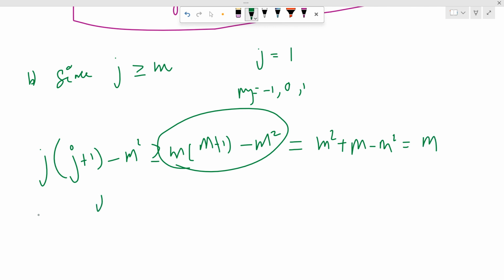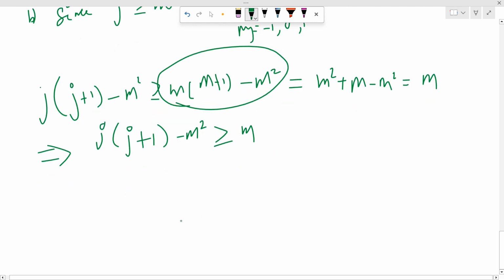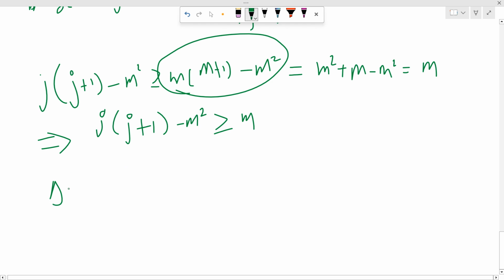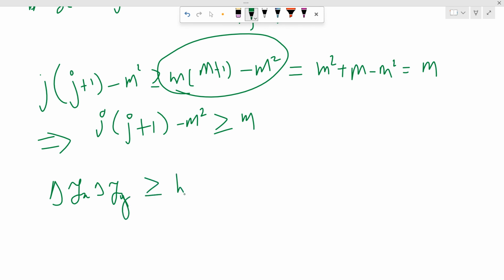So we can conclude from here that j into (j plus 1) minus m square is greater than or equal to m, right? From which we can easily conclude what? Delta Jx into delta Jy is greater than or equal to ħ square m by 2, isn't it? Because j into (j plus 1) minus m square is greater than or equal to m. So delta Jx and delta Jy would be greater than or equal to ħ square m by 2.